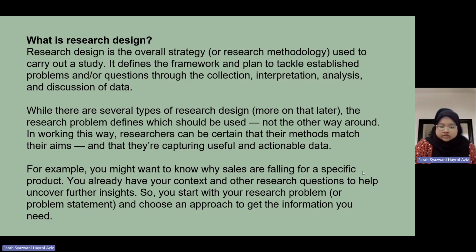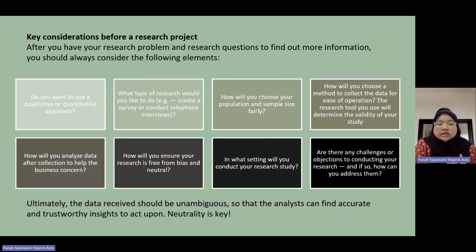So for example, in a real life situation, you might want to know why sales are falling for a specific product. You already have your context and other research questions to help uncover further insights. So you will be starting with your research problem, or in this class, we will call it the problem statement, and then you will get to choose an approach to get the information that you will need. So a key consideration before starting a research project is that after you have your research problem and research questions, to find out more information, you should always consider the following elements.